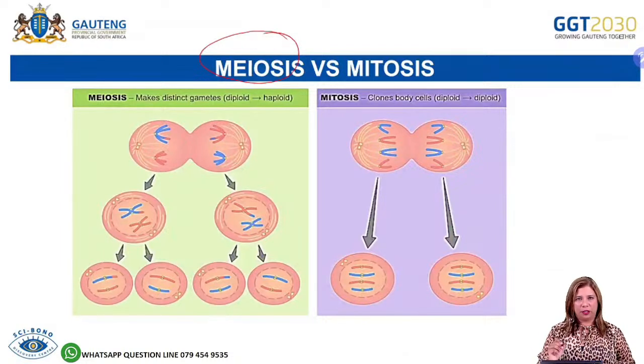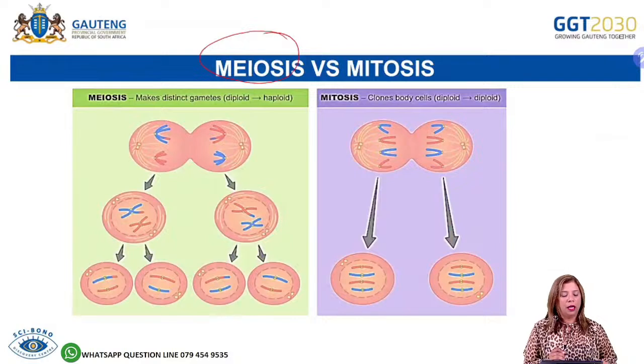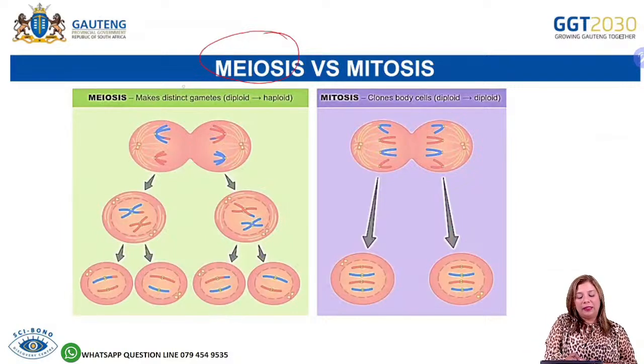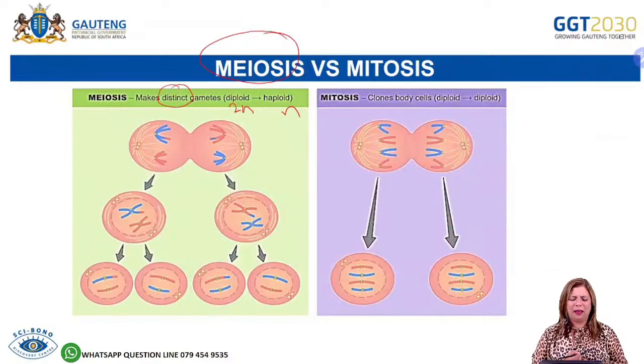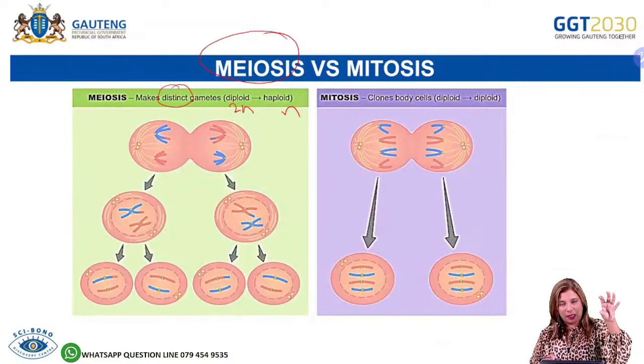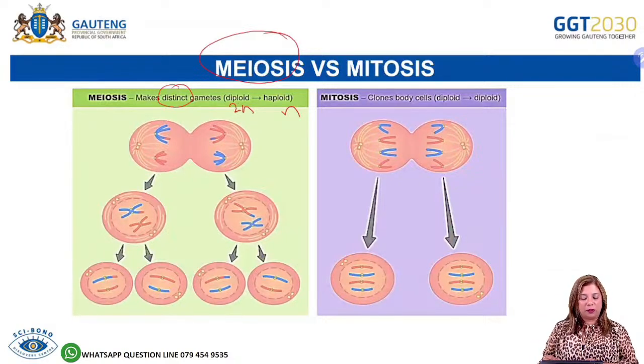So let's talk about meiosis first, because that is what our lesson is on today. If you look at the definition of meiosis, it makes distinct gametes, and it changes from diploid to haploid. Now, what does that mean? It makes distinct gametes. So the whole point of meiosis is to make gametes, for example, the ovum and the sperm cell. Okay, we need gametes because we need to move from a diploid cell to a haploid, because when they combine, there is no doubling at fertilization. Okay, so let's look at what is going on here.